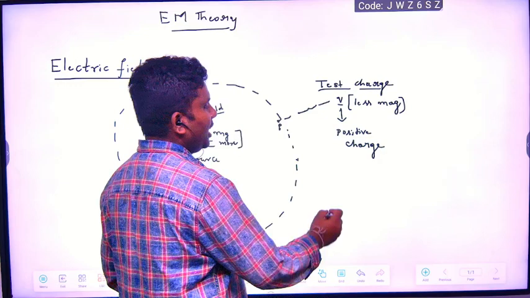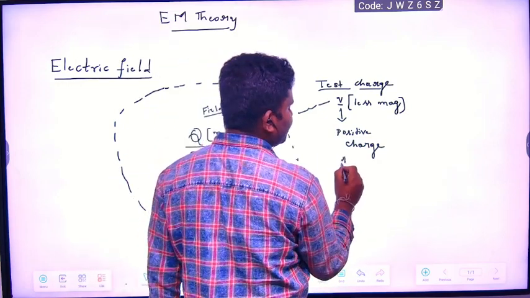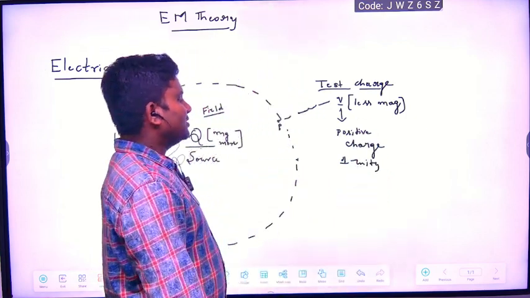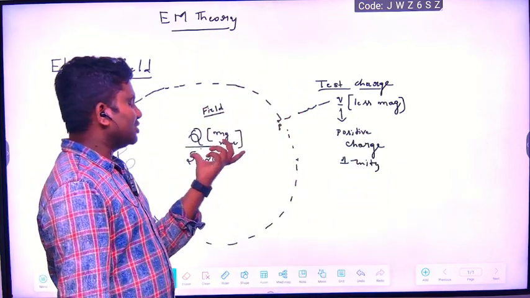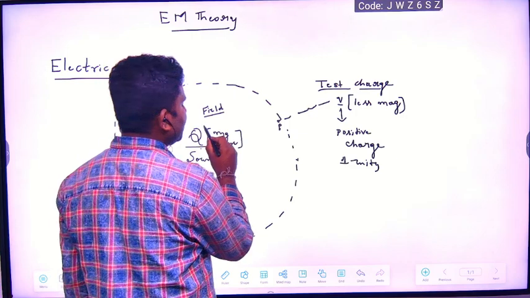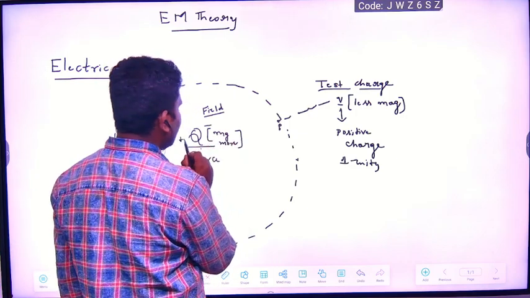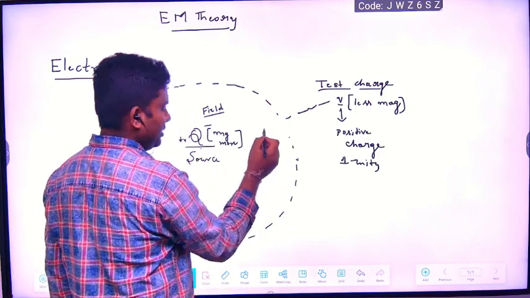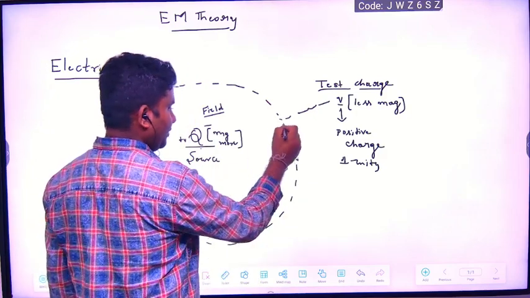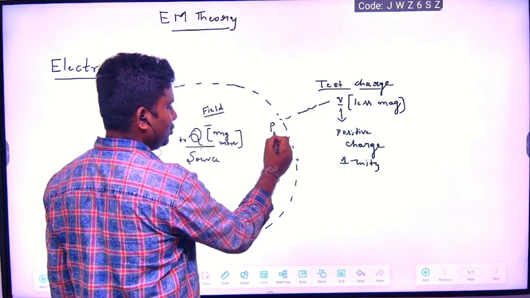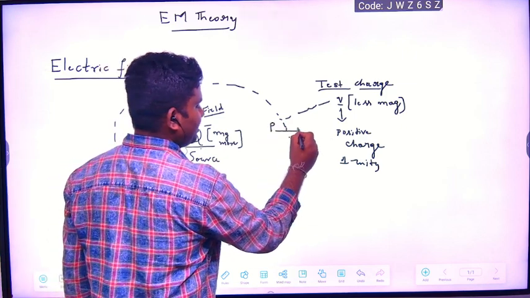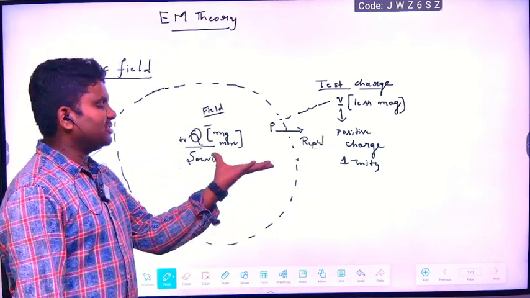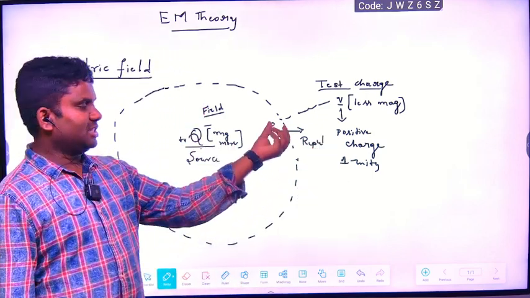This test charge is always a positive charge. It is a unit charge, its magnitude is unity. I will not take a huge amount. So whenever I bring this test charge near this source charge, definitely there will be a force of repulsion, because this is a positive charge and the test charge is also positive. When I bring it near this point P, definitely this test charge will experience a force of repulsion. It's common, right? Because both are positive.